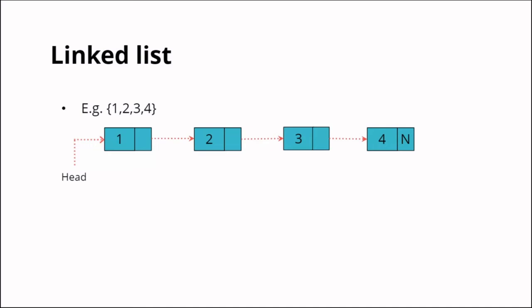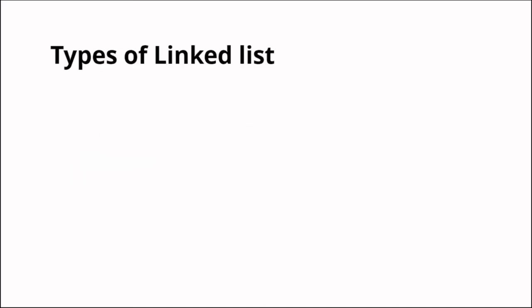Now we are good to go to the linked list types. First is singly linked list. Second one is doubly linked list. And the third one is circular linked list. The linked list that we have seen so far is singly linked list. Hence, let's understand doubly linked list in brief.